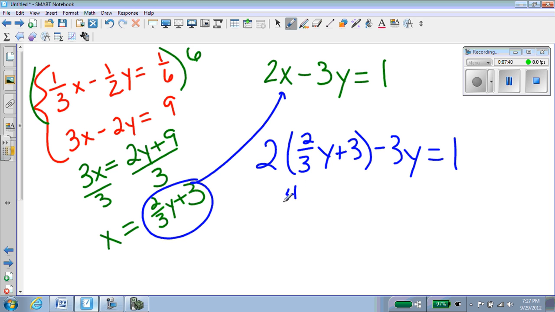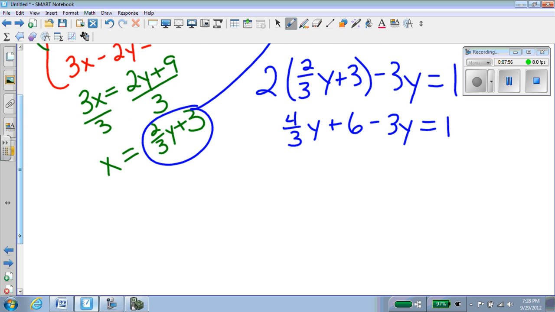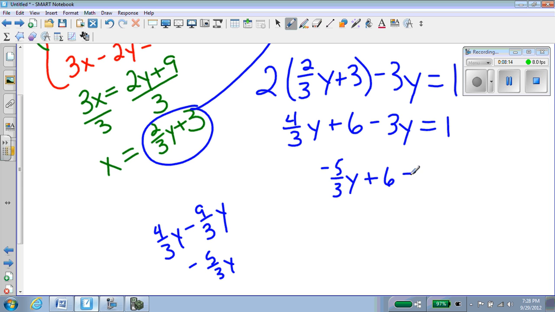So 4/3 y plus 6 minus 3y equals 1. Now I could multiply all the way across by 3 to get rid of that fraction, or I could just change this. So I have 4/3 y minus 9/3 y, right? Because negative 3 would be negative 5/3 y. So I've got negative 5/3 y plus 6 equals 1. Subtract 6 from both sides.